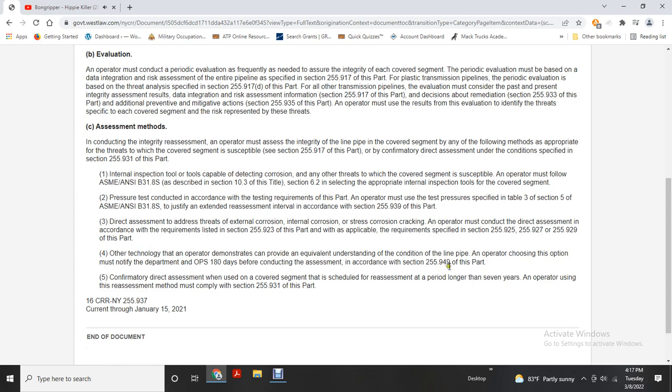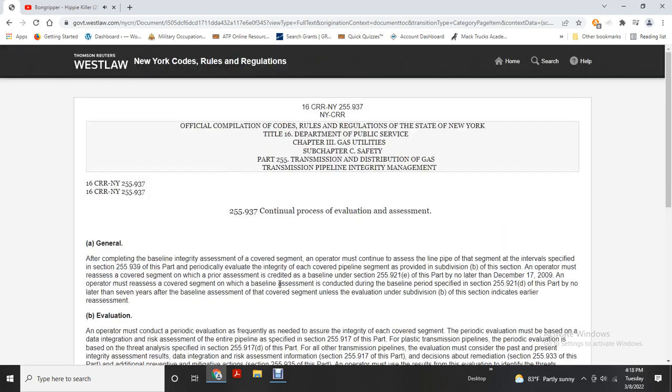According to Section 255-949 of this part, confirmatory direct assessment, either the covered segment is scheduled for the reassessment over a period longer than 7 years operating. Either the reassessment method must comply with 255-931 of this part, and 937, the continual process of evaluation and assessment.